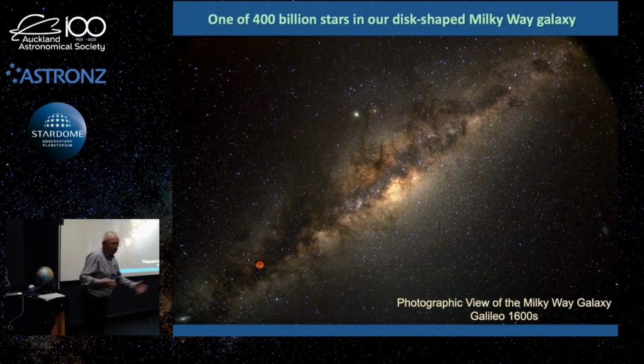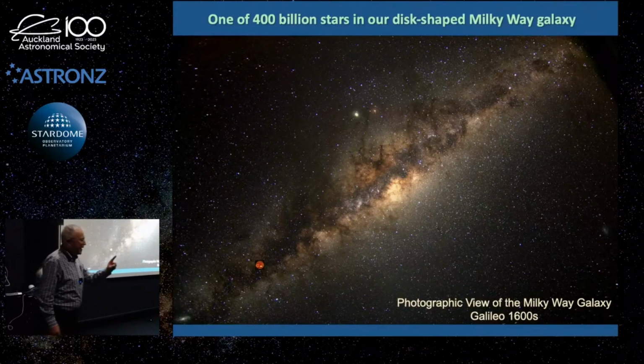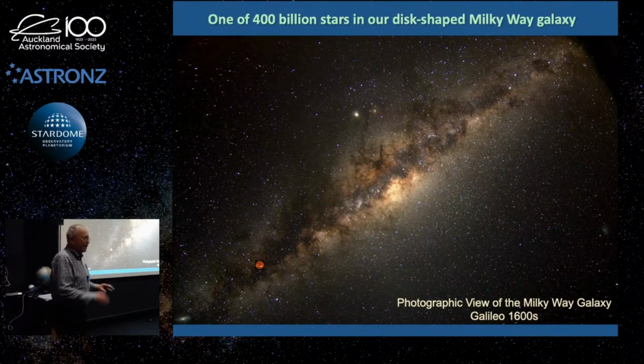So our star system is only one star out of about 400 billion stars that go to make up our Milky Way galaxy. A galaxy refers to a collection of stars and gas and dust and other astronomical objects that are all gravitationally bound, held by gravity into a certain structure. And the Milky Way galaxy is what we call a spiral galaxy. It's disc shaped, or plate shaped, if you will.